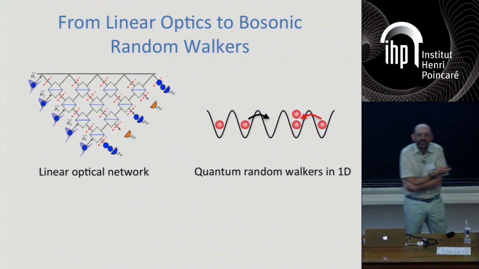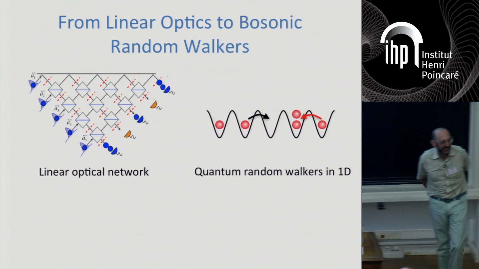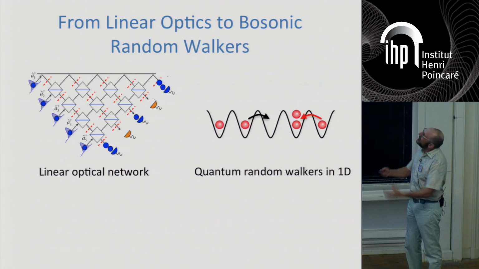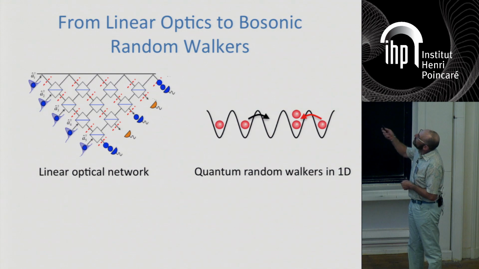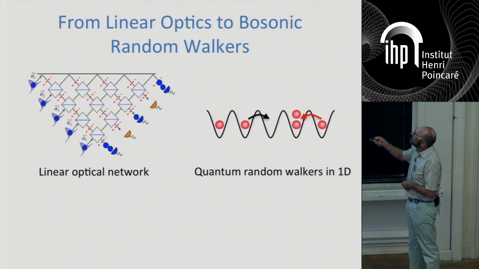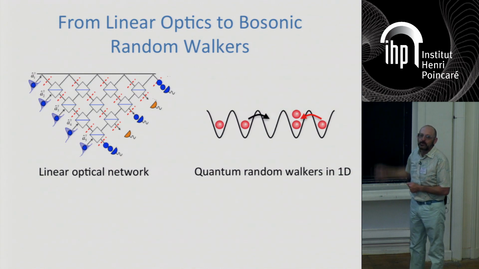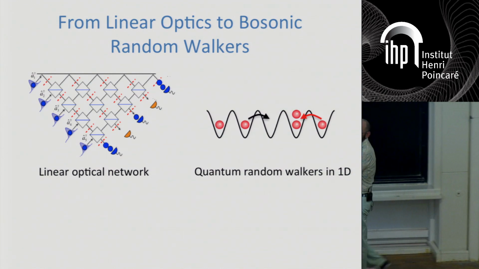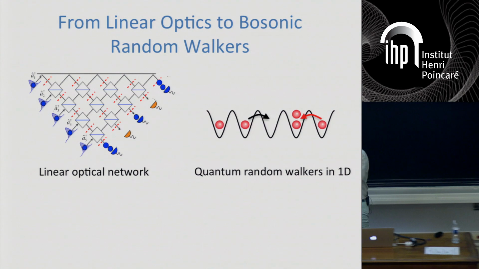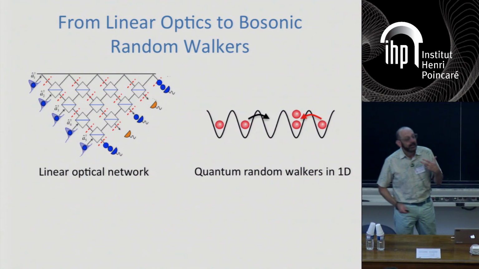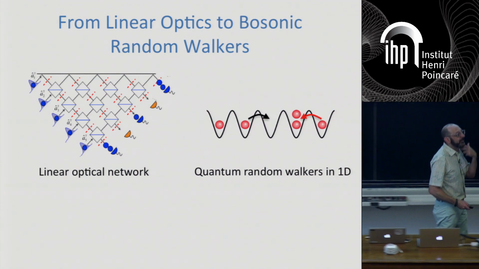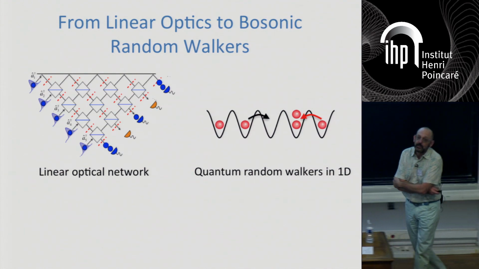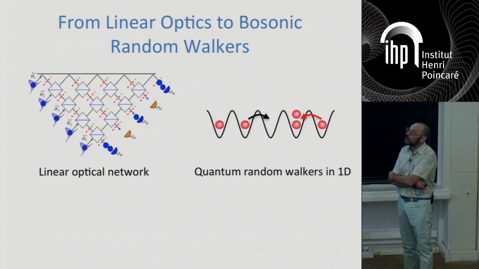All right, so I guess I've used a lot of time in my introduction, but what the heck? What I'm really here to tell you about today is thinking about, instead of linear optical networks, thinking about atoms and optical lattices as another platform for exploring this sampling complexity of identical bosons, non-interacting identical bosons.